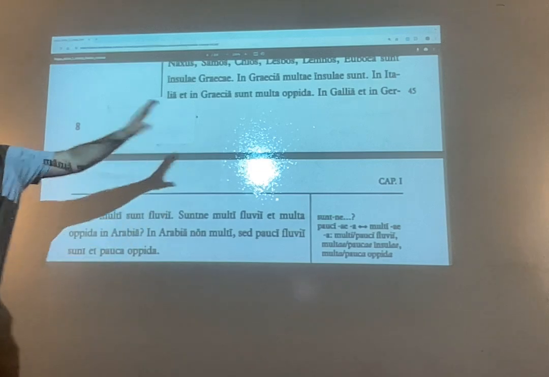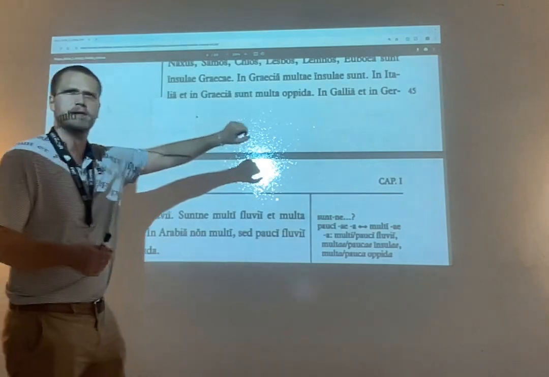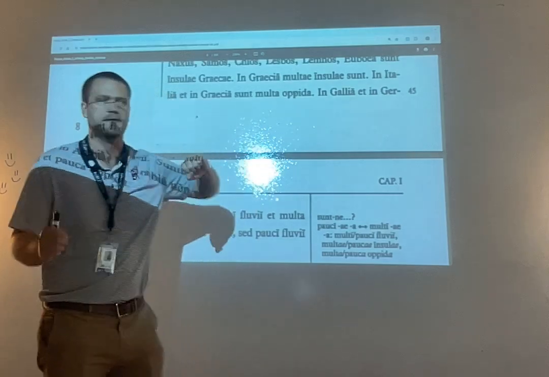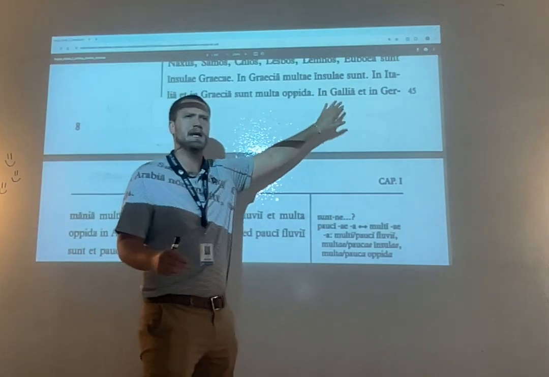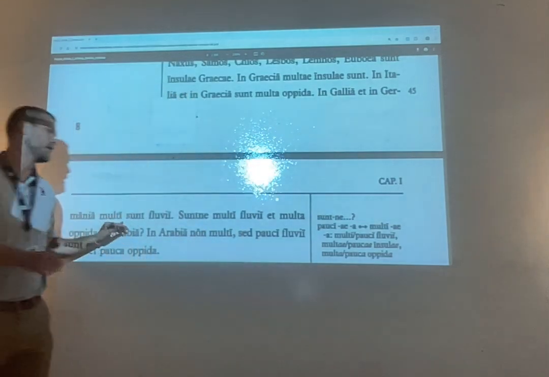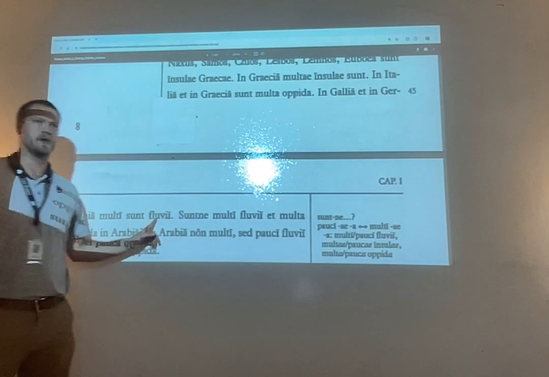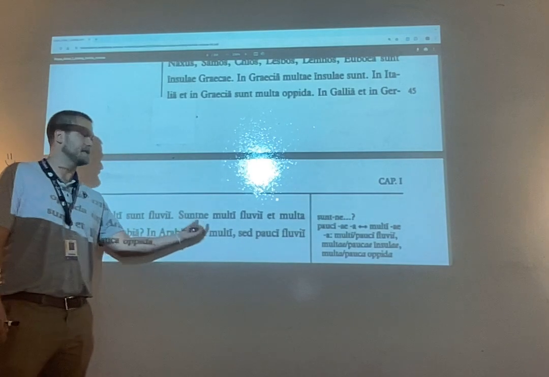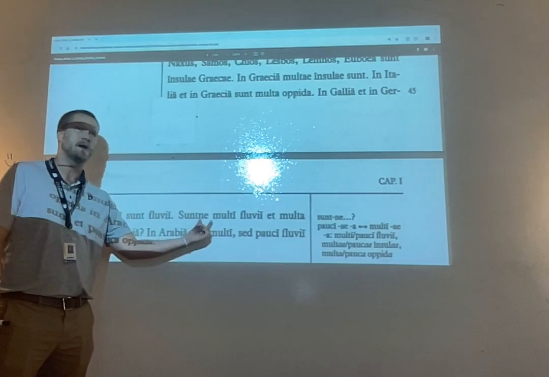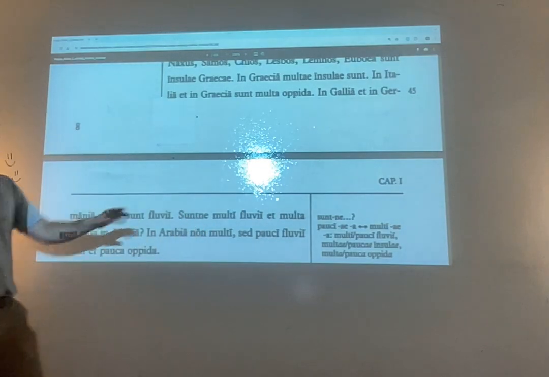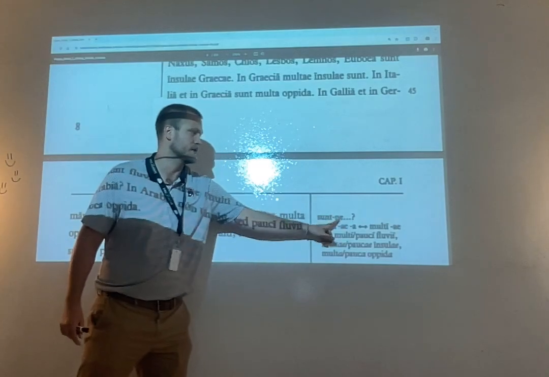Very good. So in Gallia, do you remember what Gallia is? Not Galilee, it's France. It used to be called Gaul. And in France and in Germany, there are many, many rivers. And then this one has the ne attached to this linking verb. So it's not a statement sentence anymore. It's a question. So you can see that there.